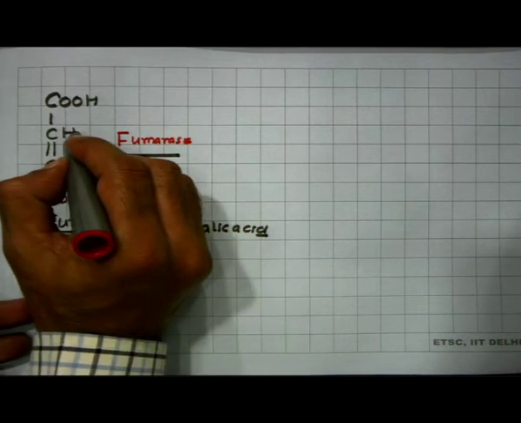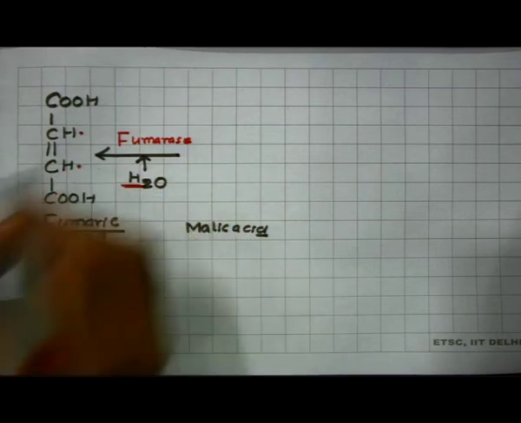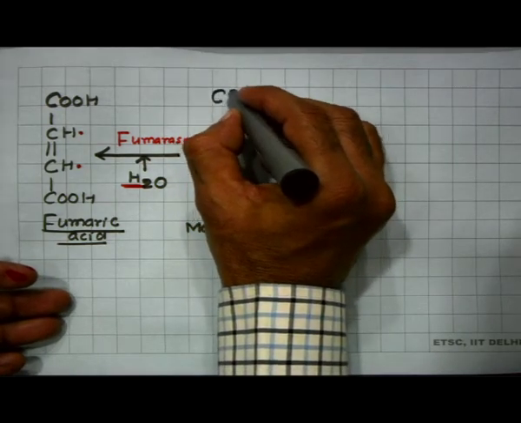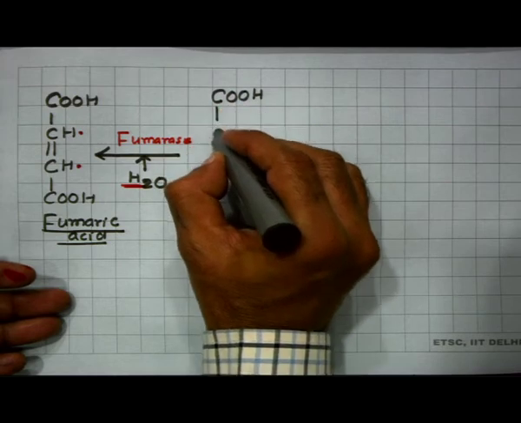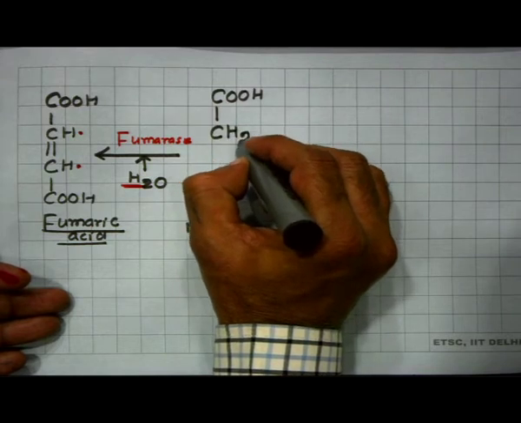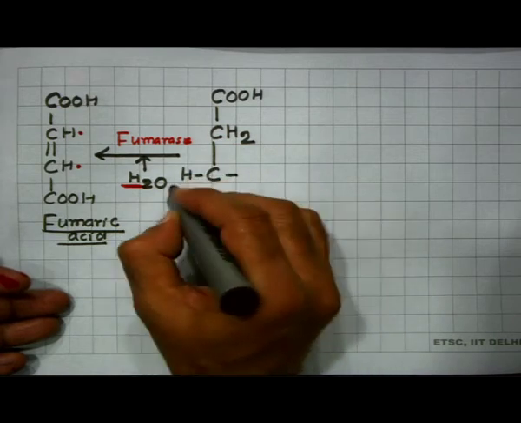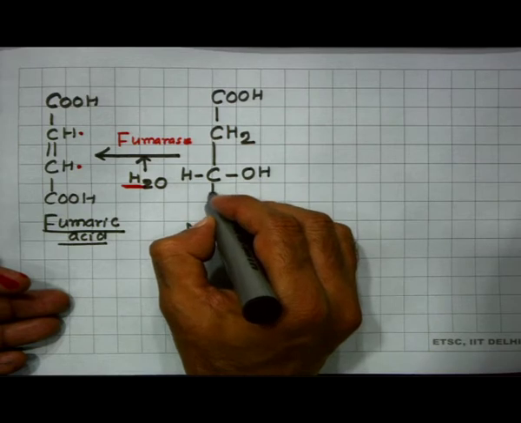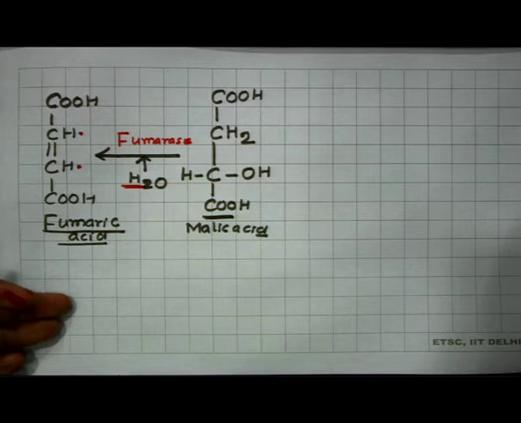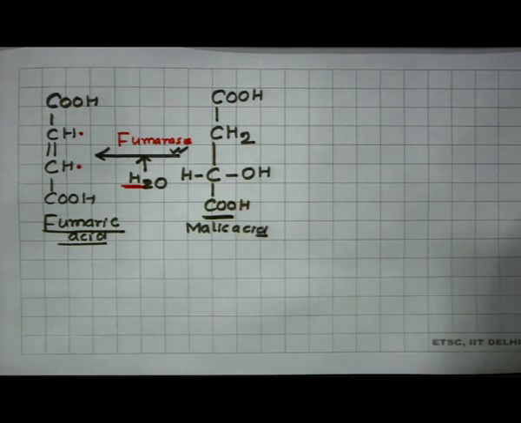From water, one hydrogen is going to be attached here and the OH is going to be attached here. So, you can easily write the chemical structure, COOH, as we have already told. This H combined with this H forms CH2. Now, one H is already here. Now, the OH is here and COOH is already present. So, this structure is called malic acid and the enzyme involved here is fumarase. This process is called hydration.